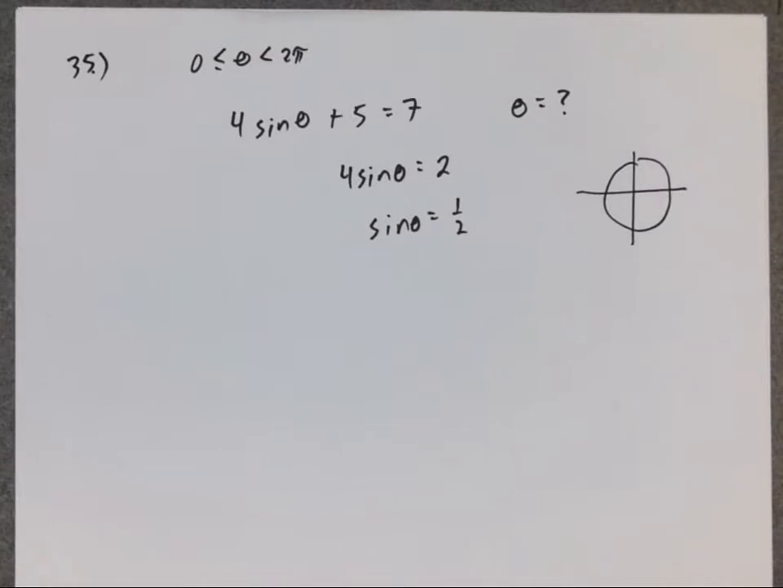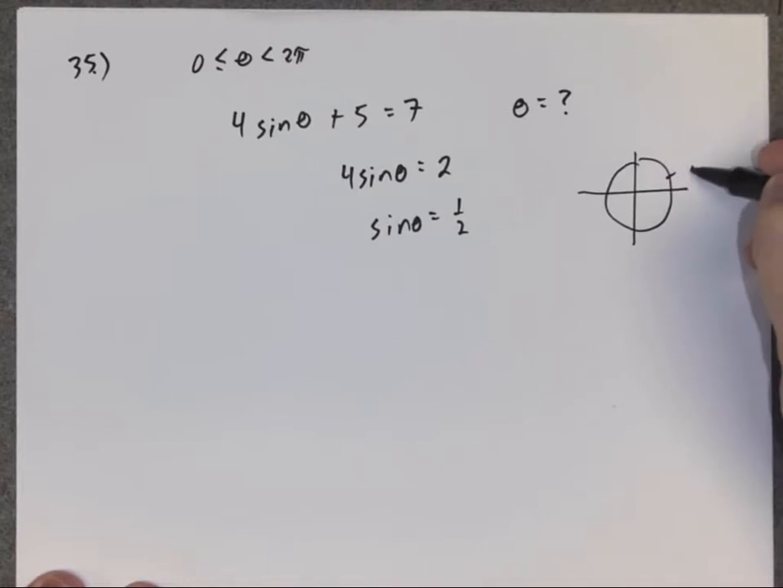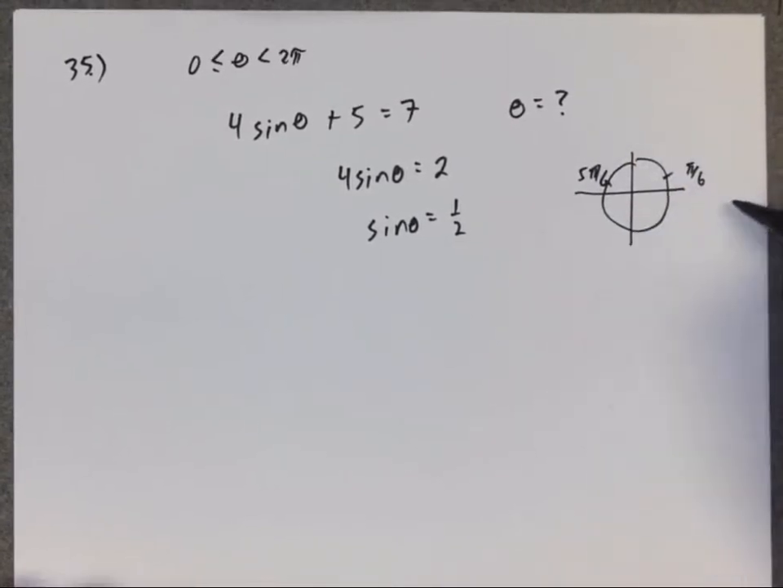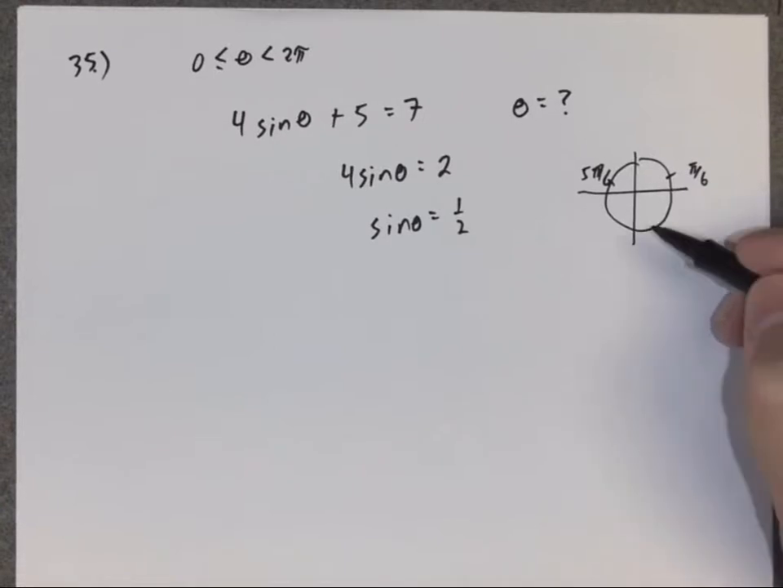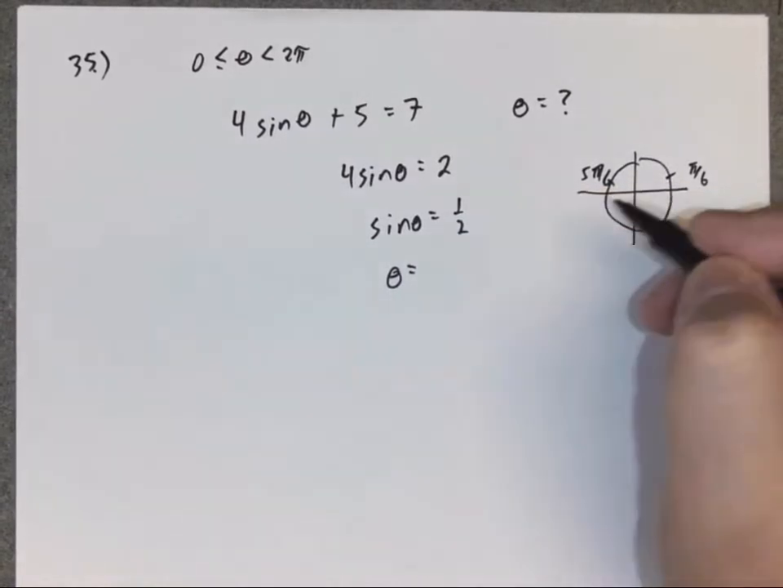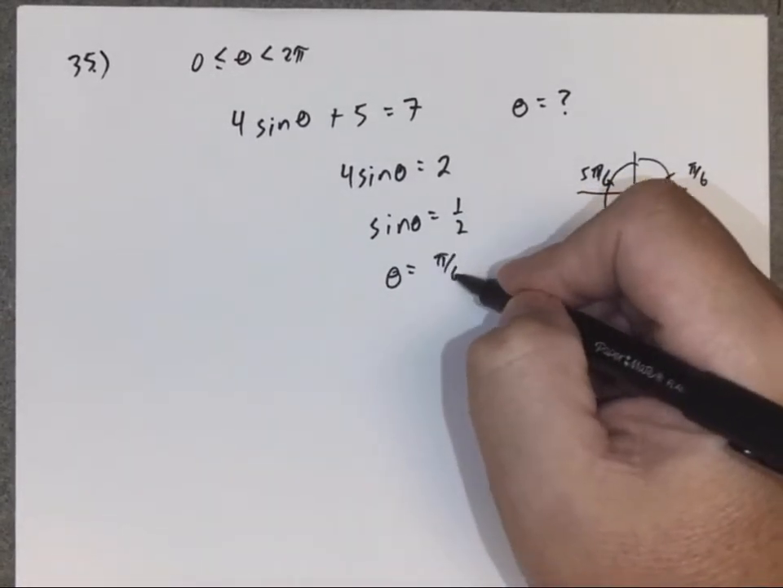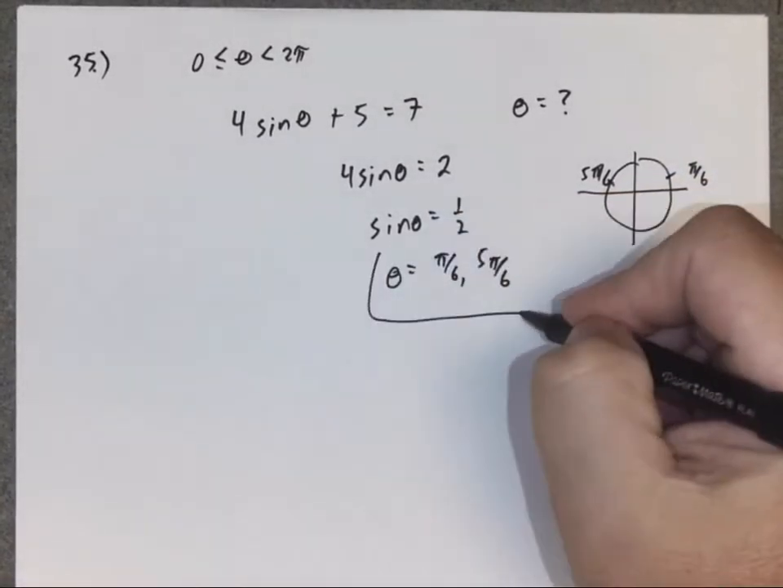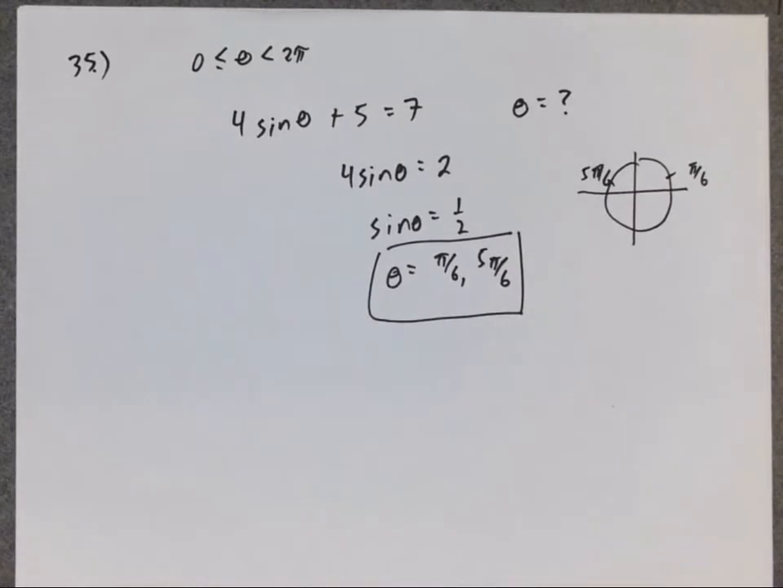So we say, okay, where on the unit circle is the sine 1/2? Or really the y value of the point 1/2. Well, that occurs, I know it's down here, pi over 6, over here at 5 pi over 6. It doesn't occur anyplace else because below the x-axis, those are negative numbers. So there's actually 2 angles where this occurs, so therefore my solutions are pi over 6 and 5 pi over 6.